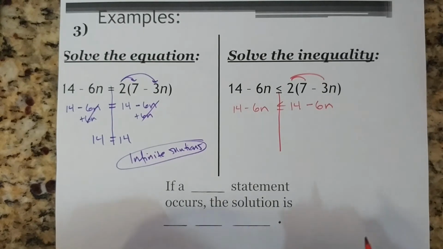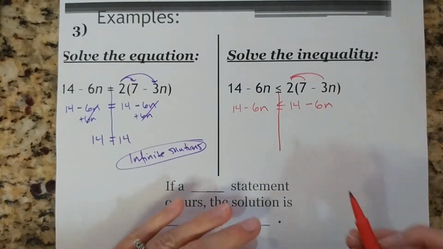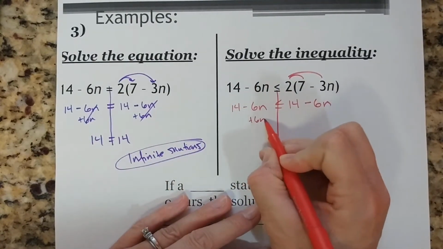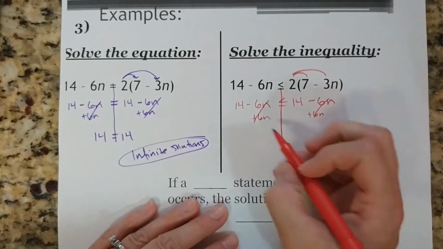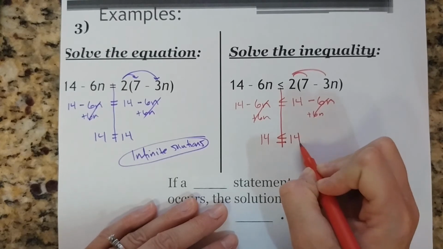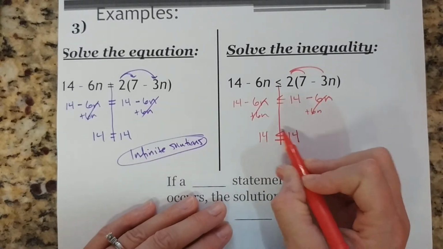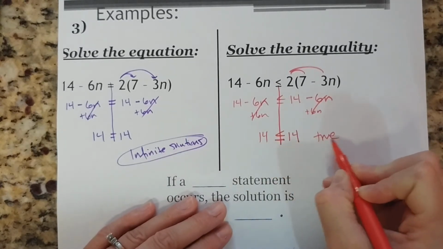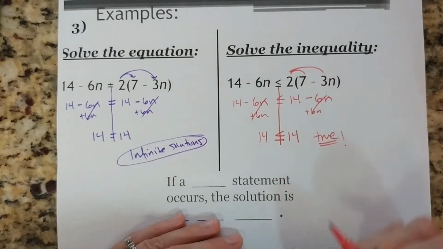be a solution. However, it's a little bit harder to see this with an inequality, so I would suggest going another step with this. Let's move the variable to one side. So when I do that, n cancels out, and I end up with 14 is less than or equal to 14. Is that true? Yes. Because this is true, that means that any number would be a solution for n.